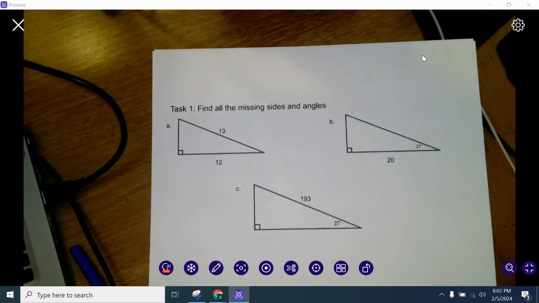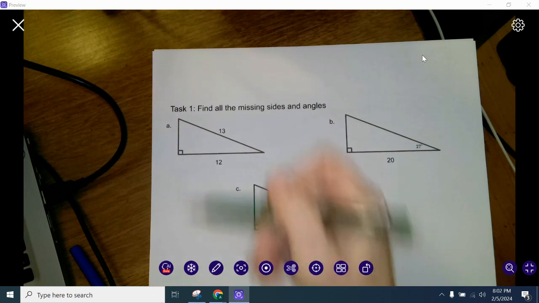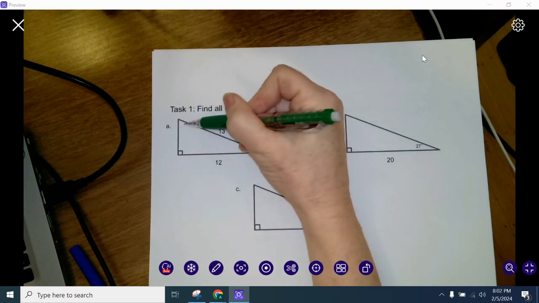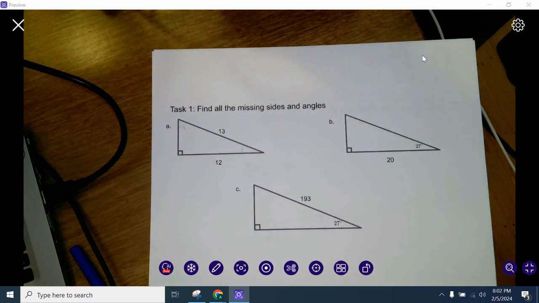You need to find all the missing sides and all the missing angles. So if you want to test yourself, you can pause the video right now and see if you can figure out all the missing side lengths, like this one, and the missing angles, like this one and this one. Okay? All right. Back from our pause, I'm going to go ahead and show you how I would do it.